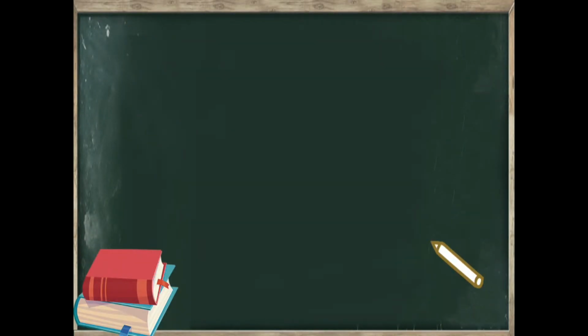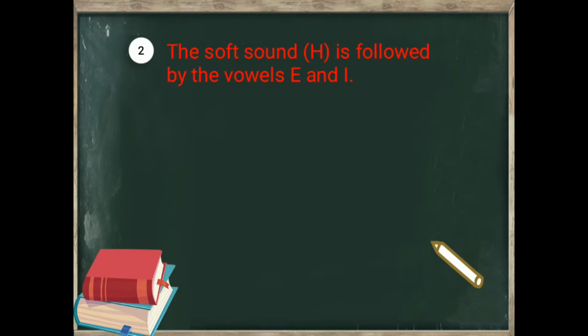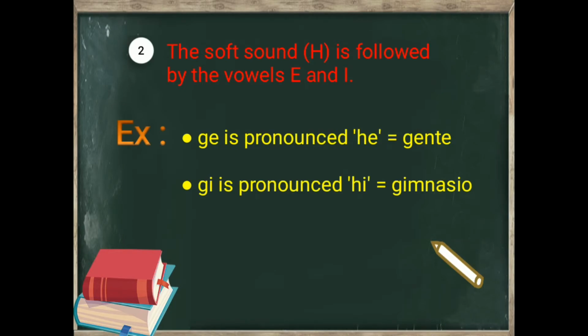The next one is the soft sound H, followed by the vowels E and I. For example, GE is pronounced He, as in gente. GI is pronounced He, as in gimnasio.